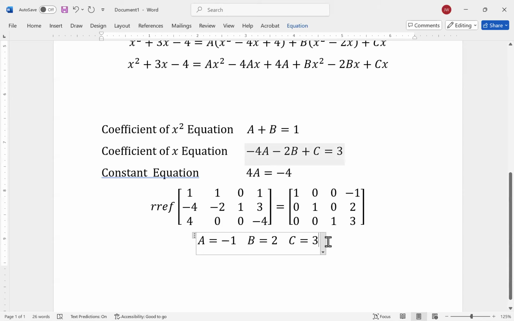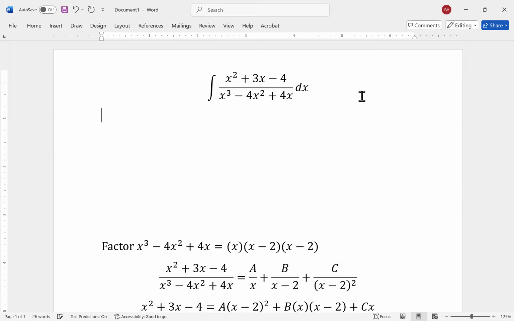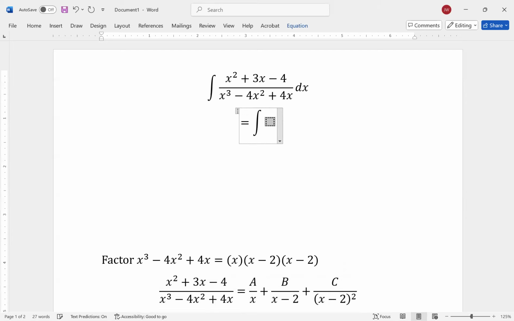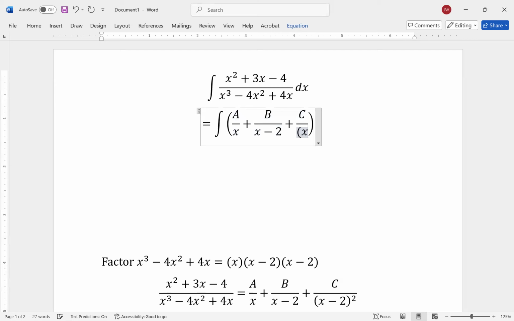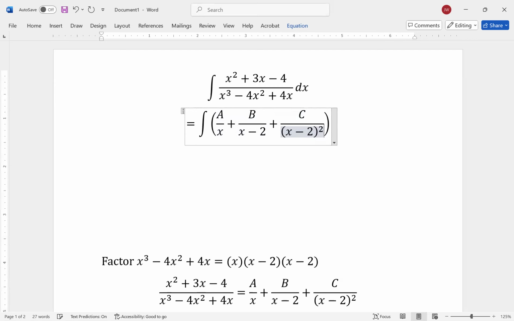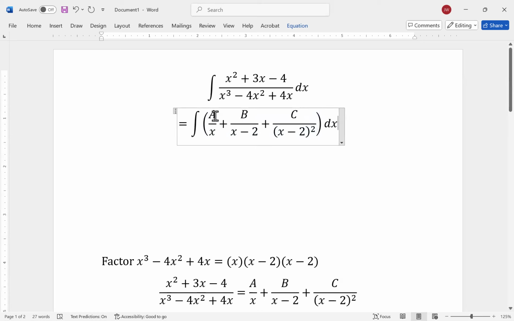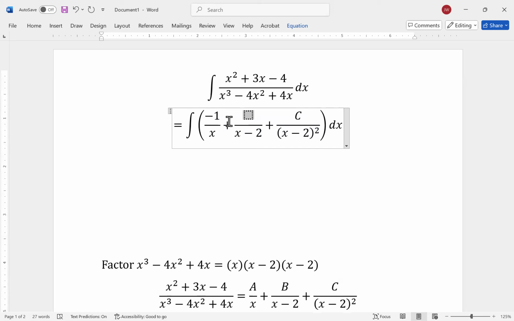But now that we have the A, B, and C correct, we can say our original integration was the same as integrating A over X plus B over X minus 2 plus C over X minus 2 quantity squared with respect to X. And now we know that A here should have been -1, B here would have been 2, and C here would have been 3.